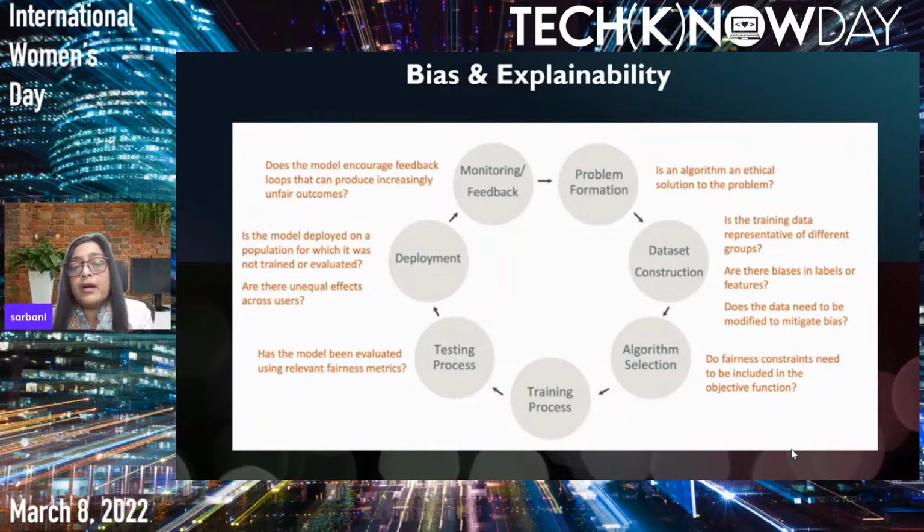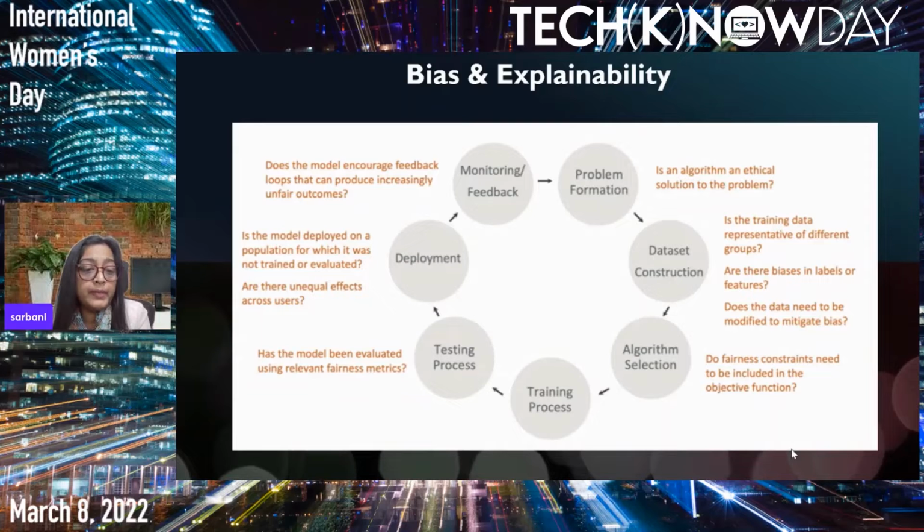When a model is developed, the first stage is the problem formation or building the problem statement. Starting from there to the model deployment, there can be several questions raised by different stakeholders. Is an algorithm an ethical solution to the problem? Is the training data representative of different groups? Are there biases in labels or features? Do fairness constraints need to be included in the objective function?